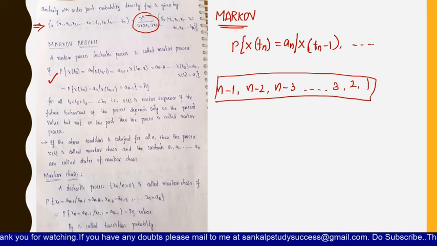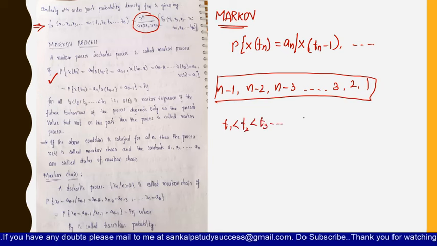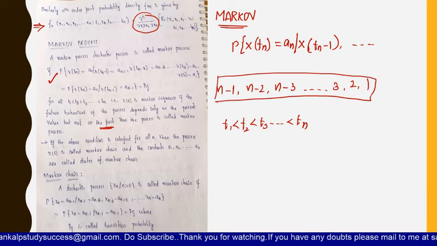This is nothing but the Markov process mathematically. To define it mathematically, we use this equation, where for all t1 less than t2 less than t3 and so on up to less than tn, because each x term depends on the parameter t. This is the Markov sequence if the future behavior of the process depends only on the present value but not on the past. So this process is called a Markov process.